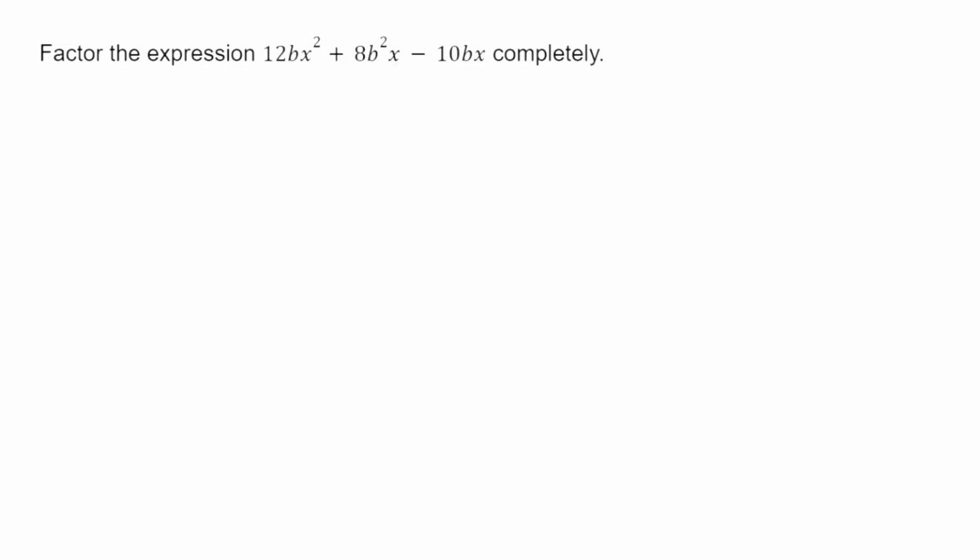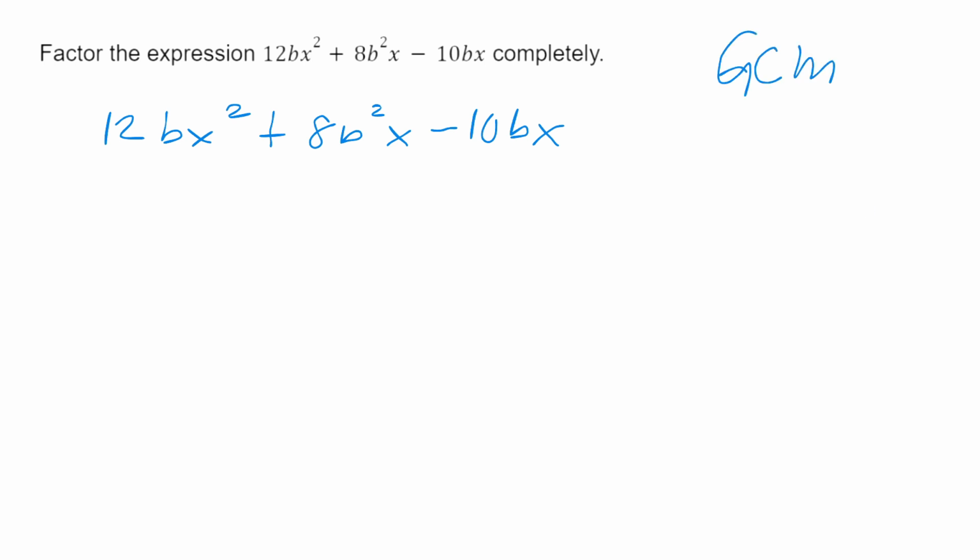Factor the expression completely. So we have here 12bx squared plus 8b squared x minus 10bx. So this one here, what we do is we can apply first our, what kind of factoring? We have our GCMF, right? Because there are quite many variables here, right? We have b and x.